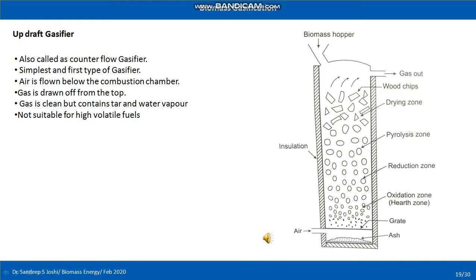Okay, in the previous case, the air was flown from the top surface. Now here the air is primarily from the bottom surface only. So this air is flown from the bottom surface. The ash is collected at the bottom. The air is actually being used for the oxidation.